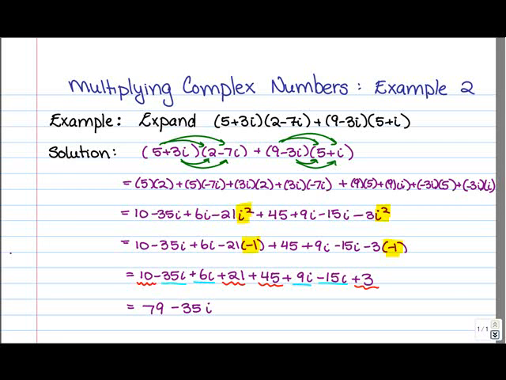And again, remember that all we did to complete this example was expand like we normally would, realize that i squared is equal to negative 1, and then collect the real components of the number and the imaginary components of the number separately and combine them to form our final complex number.